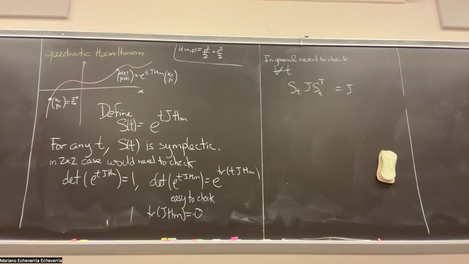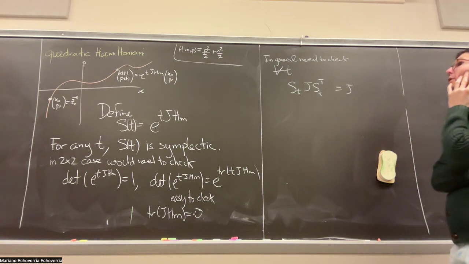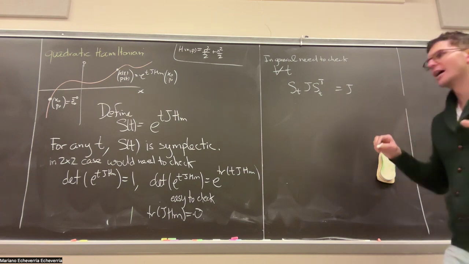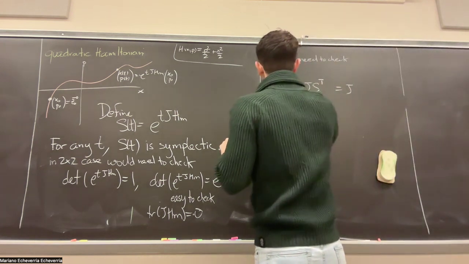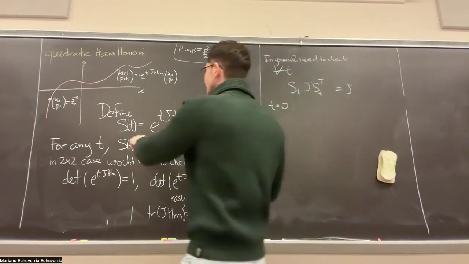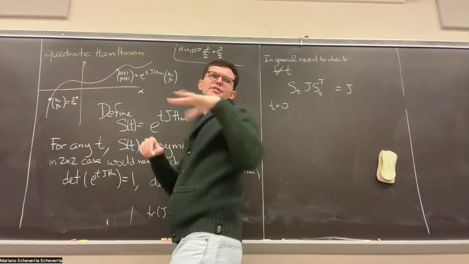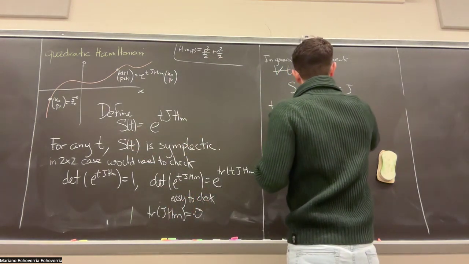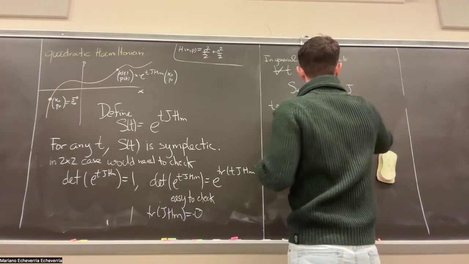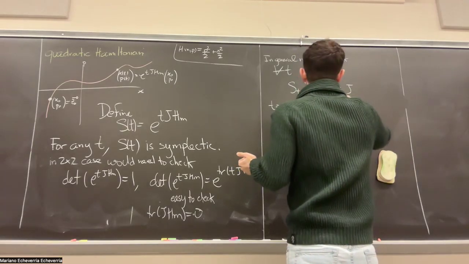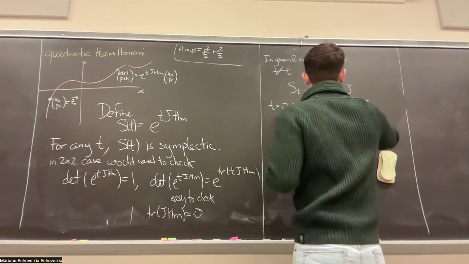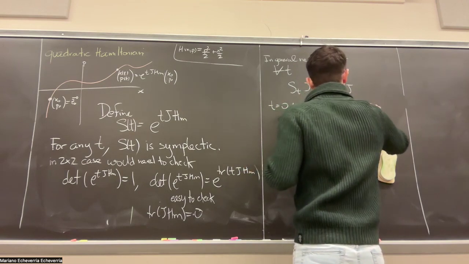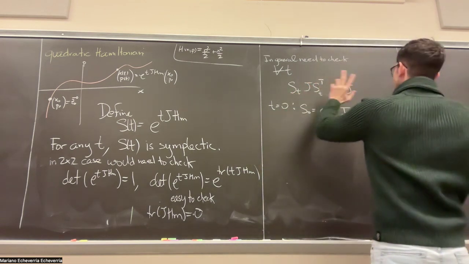Here's a fun way to do it. One way to check this is to see what happens at time equals 0. At t equals 0, what is S of 0? It just puts a 0 here, and e to the 0 is the identity matrix. This is still true, because identity J identity transpose is J.